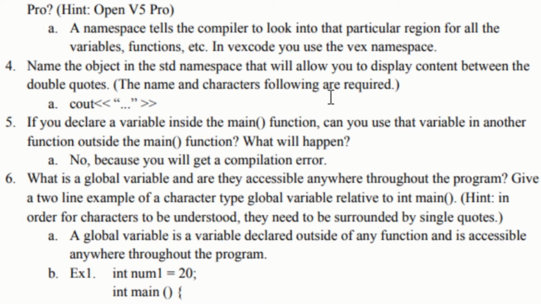If you declare a variable inside the main function, can you use that variable in another function outside the main function? What will happen? No, because you will get a compilation error.